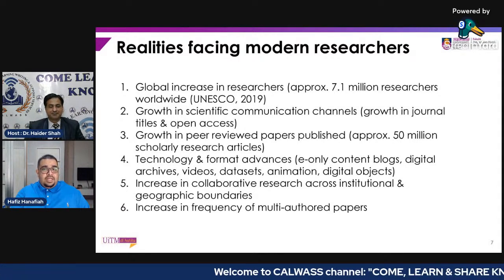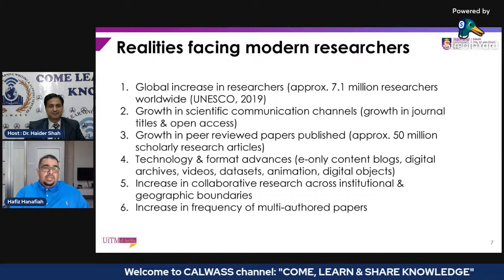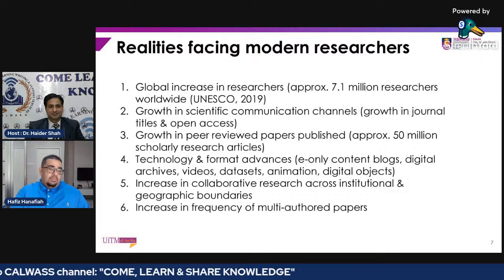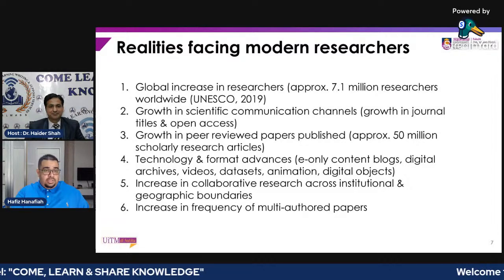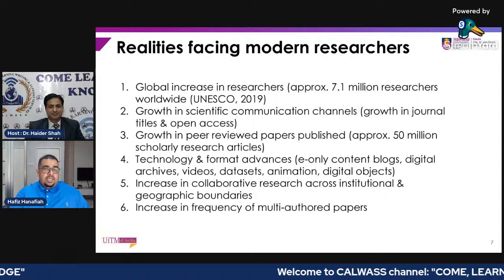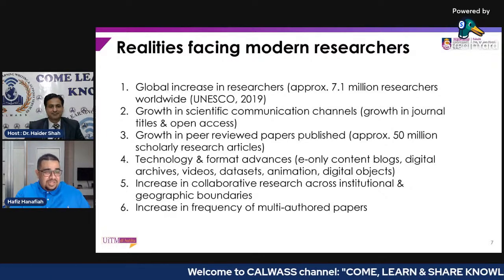Yep, and as you can see here, there's a growth in peer-reviewed papers published. This is correlated with the number of journals and also researchers. And there's a lot of technology and format advances in which it is much easier to do research.